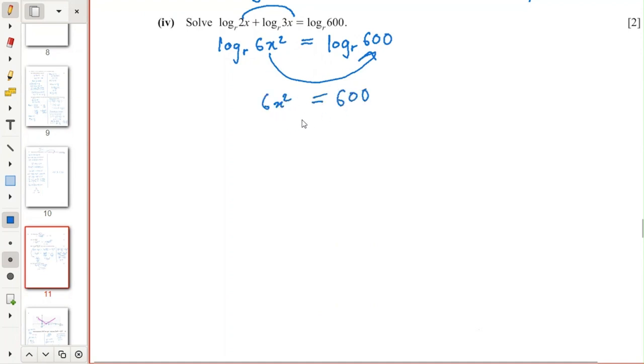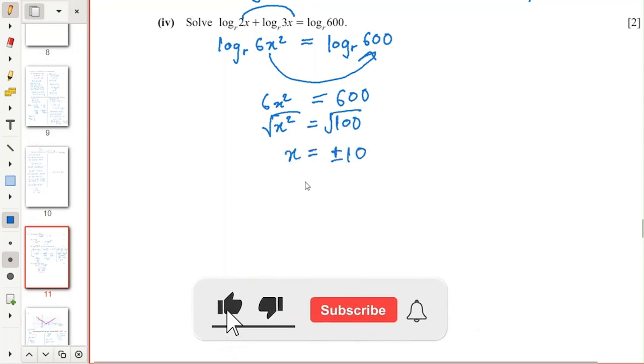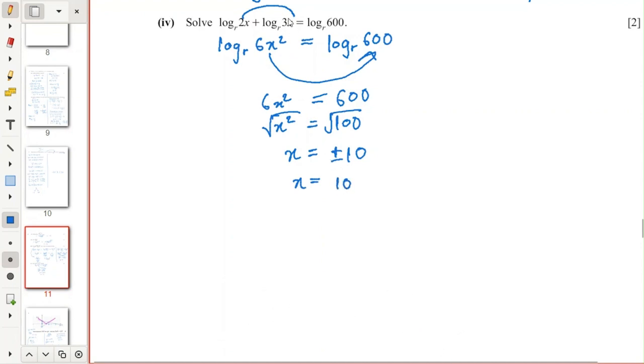Okay, 6 can go here 1, 6 can go here 100. I'll take the square roots of both sides. This will give me plus or minus 10, and x will be positive 10 because the argument is always positive. So the answer is supposed to be positive 10.